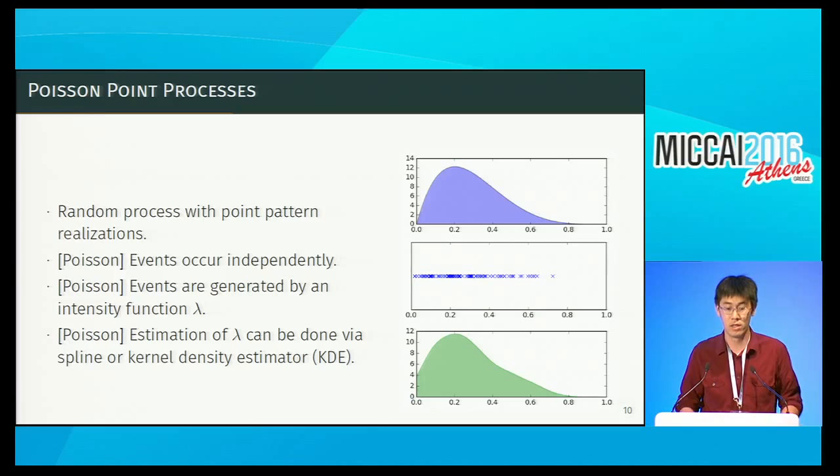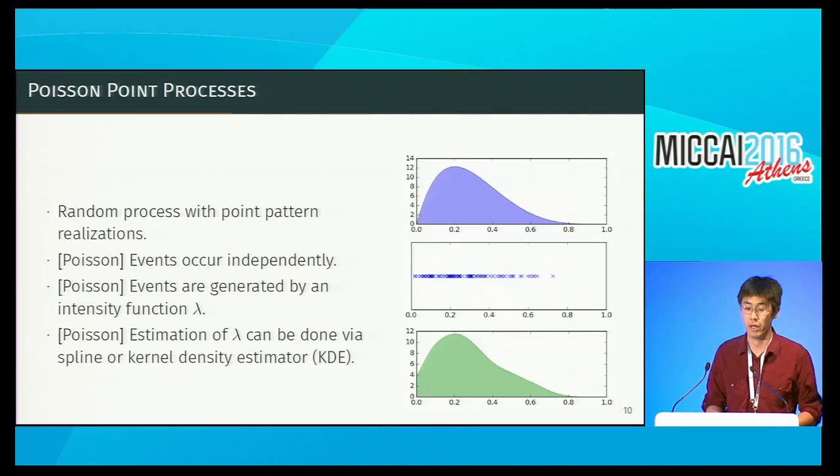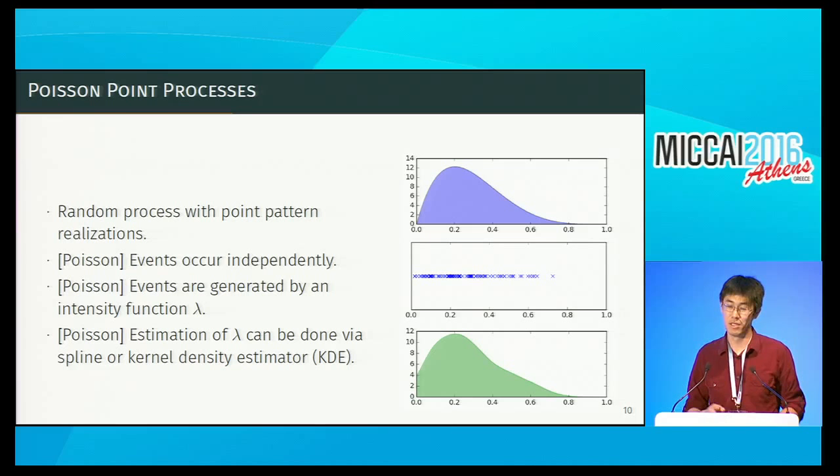We're using the simplest of them, which is the Poisson process. Essentially, we're drawing from an intensity function, which looks something like a statistical distribution, except it doesn't have to integrate to 1. This one actually integrates to 100. And we draw a set of points. So instead of drawing one point, we're actually getting a set as a realization of this process.